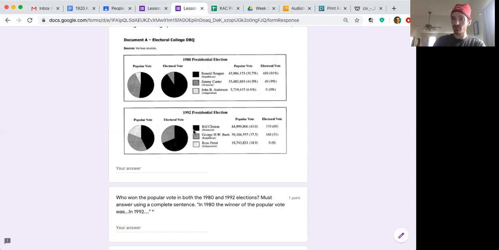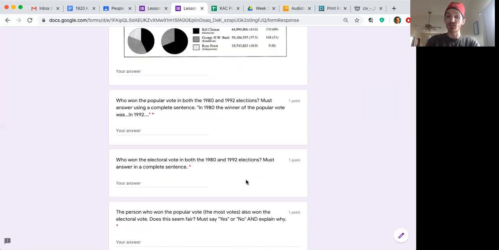What does this chart show? Who won the popular vote in both the 1980 and 1992 elections? So who had the most popular votes in 1980 and 1992 elections? Full sentence. In 1980, the winner of the popular vote was. In 1992, the winner of the popular vote was. Who won the Electoral College vote in 1980 and 1992? The winner of the Electoral College vote in 1980 was. The winner of the Electoral College vote in 1992 was. Full and complete sentence.